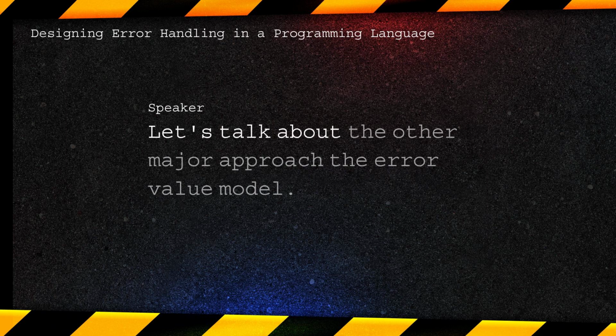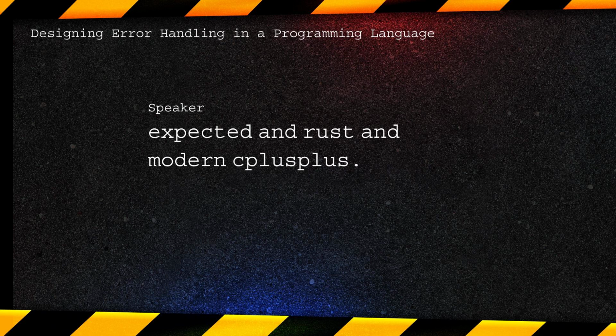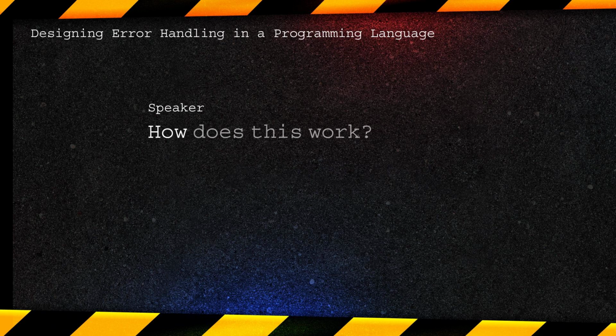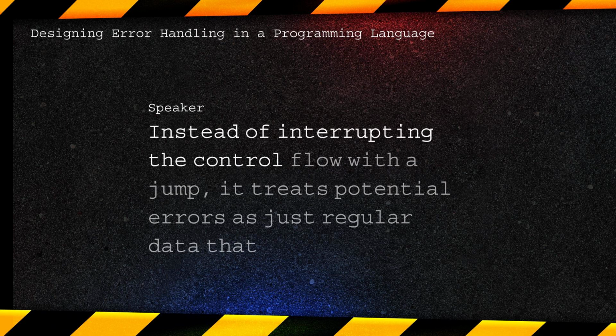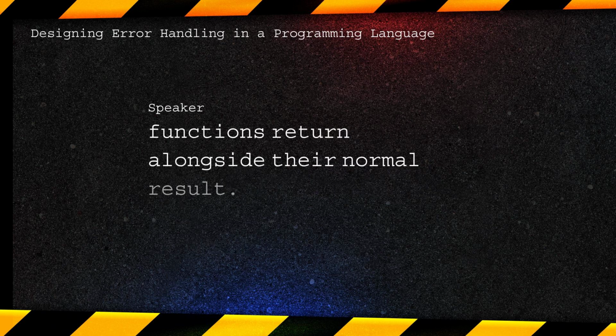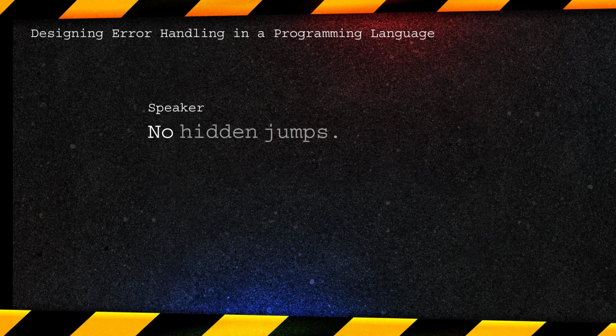Now let's pivot. Let's talk about the other major approach, the error value model. We see this very strongly in Go, and maybe hints of it in types like Result or std::expected in Rust and modern C++. How does this work? This model takes a fundamentally different philosophical stance. Instead of interrupting the control flow with a jump, it treats potential errors as just regular data that functions return alongside their normal result. The control flow remains completely explicit and sequential, no hidden jumps.